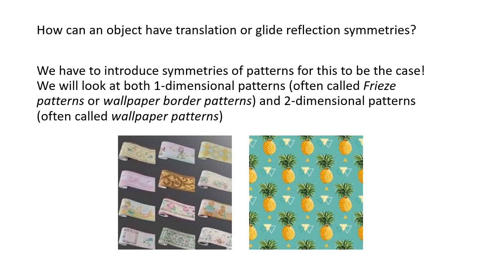So you might be wondering, how could translation or glide reflection create symmetries? In order to do this, we need to look at some larger patterns. And so we're going to be looking at one-dimensional patterns, which are called frieze patterns, or sometimes you'll see them referred to as a wallpaper border pattern.